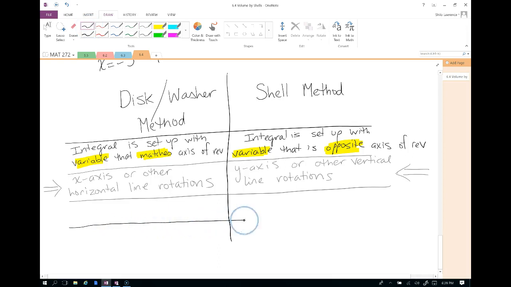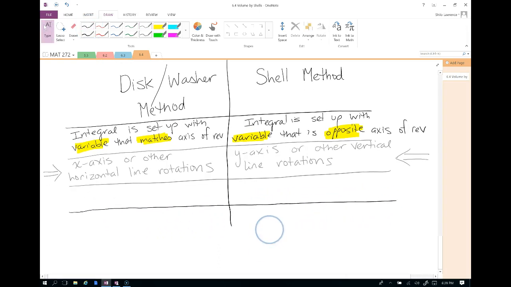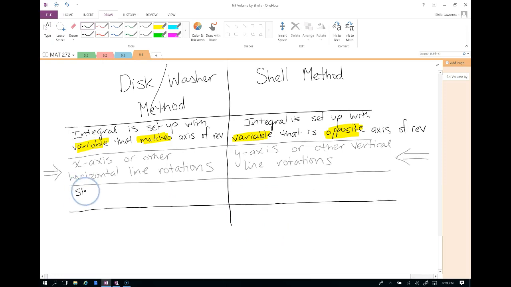So a couple of others just for studying purposes. With our disk method, our slices are perpendicular to the axis of revolution. And then when we spin them, that's how we create the disks. With the shell method, our slices are parallel. And when we spin that, it makes a really thin-walled cylinder.